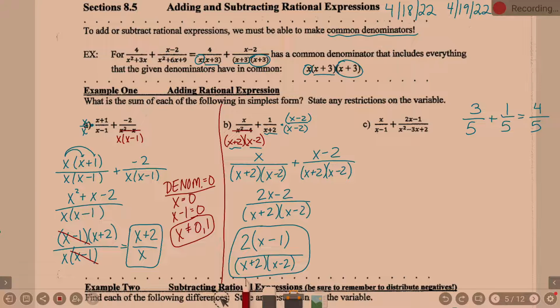Now, I'm not quite done with problem B because we didn't do our restrictions on the variable. In order to do restrictions, we set the denominator equal to 0. What's in the denominator there? X plus 2. After you get that common denominator, use any part of it. So x plus 2 equals 0, x minus 2 equals 0, so x cannot equal 2 or negative 2.